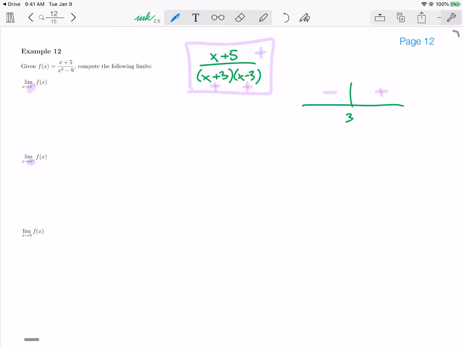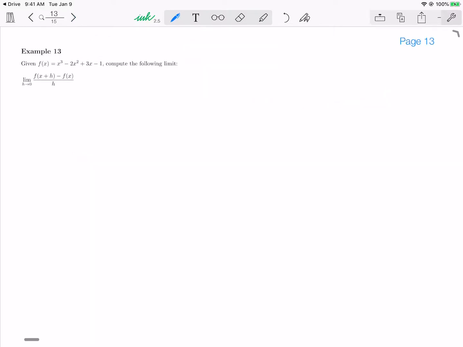So what I can determine is that because this was going to go to 8 over 0, if I look at the top, the numerator goes to 8, the denominator goes to 0, I know it's going to be some kind of infinity. From the left, I've got negative infinity. The right, I have positive infinity. Therefore, the limit does not exist.